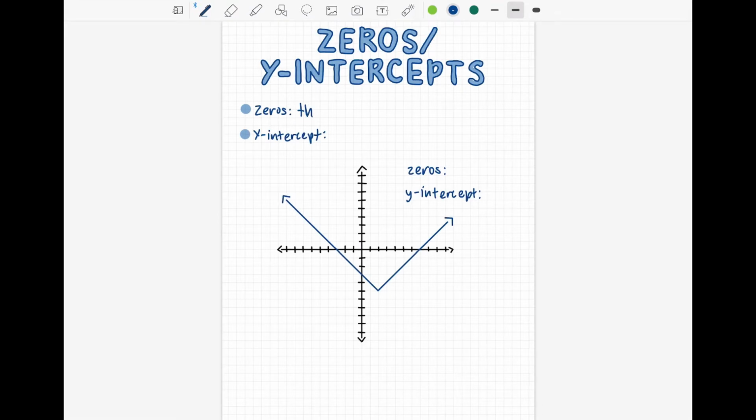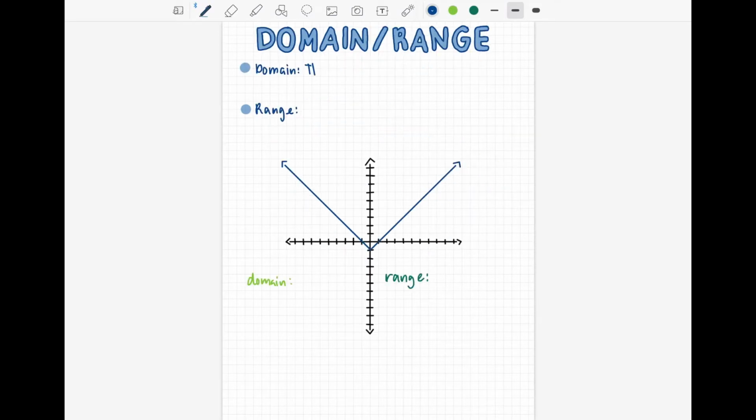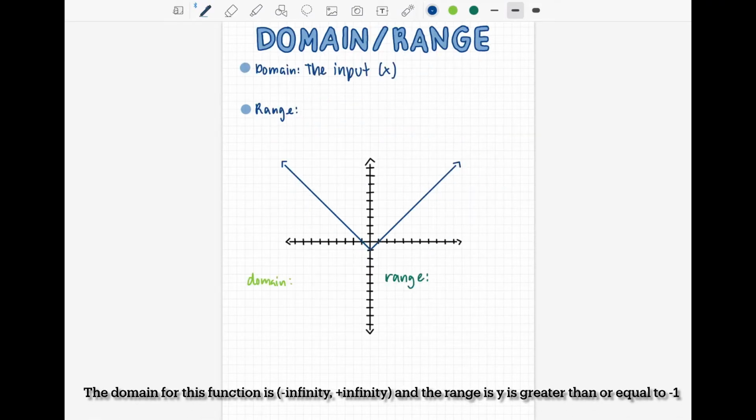So for this next section, we'll be talking about zeros and y-intercepts. The zeros are the x-intercepts of a graph. So, for example, on a line, you can see that the zeros are -3 and 7. And then the y-intercept is the point in the graph where the line crosses the y-axis. So in this example, the y-intercept is (0, -3). The domain is the input, which is x, and the range is the output, which is y.